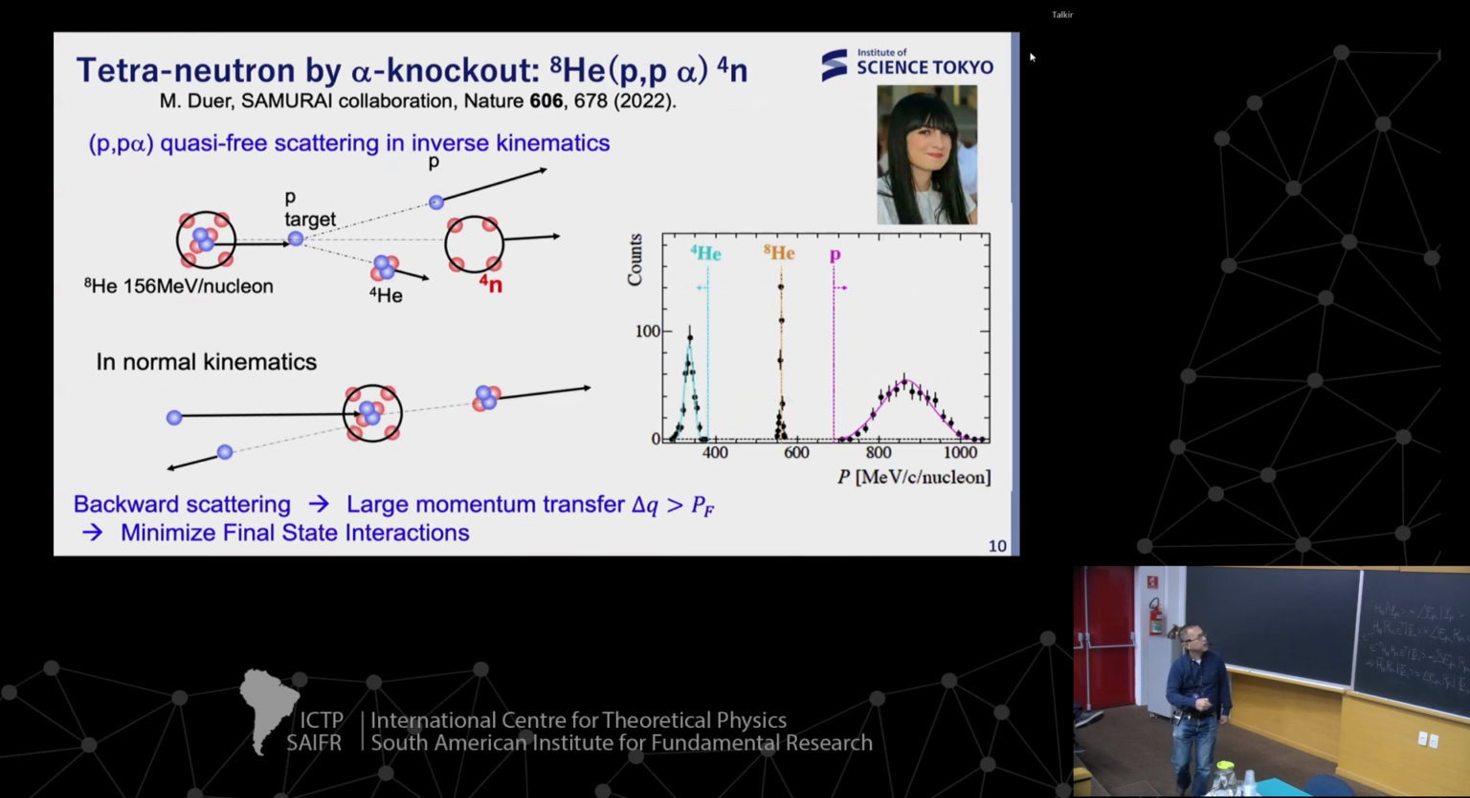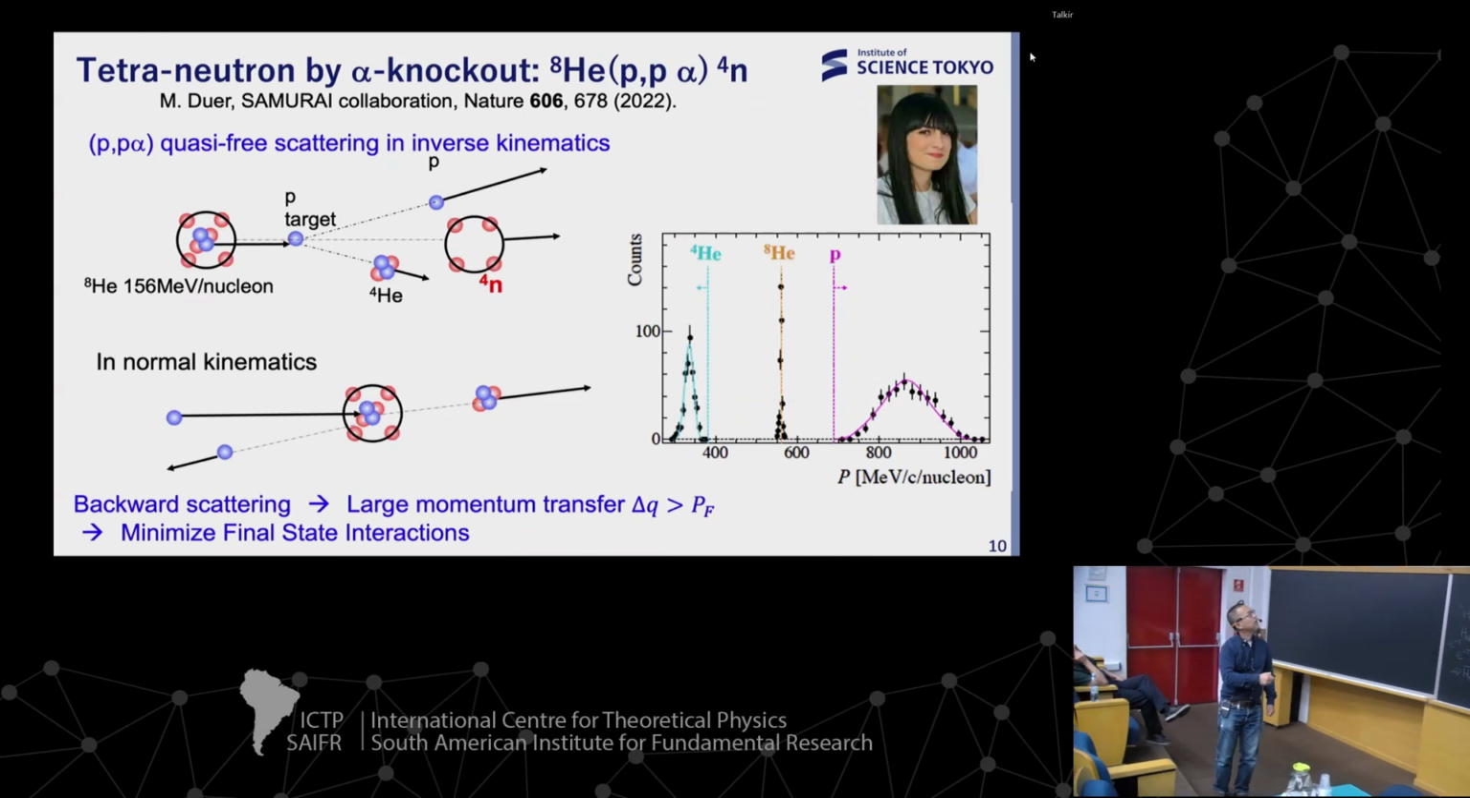And finally, this is a famous one, done with the (p,p alpha) reaction, quasi-free scattering in inverse kinematics, published in Nature with the first author Duer. Yes. In this experiment, helium-8 impinged on a proton target, like this, and the alpha particles are just knocked out. The proton is going like this, and the remaining particles are 4 neutrons.